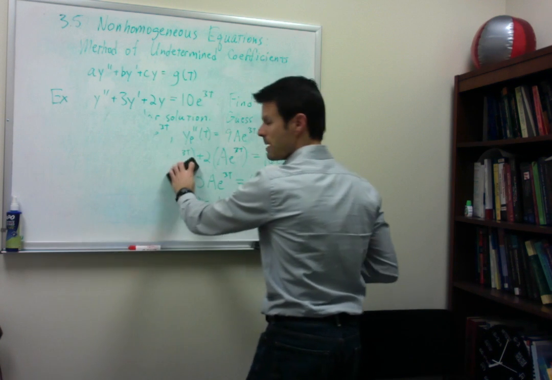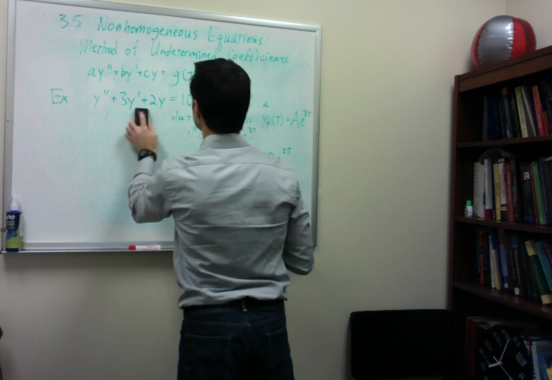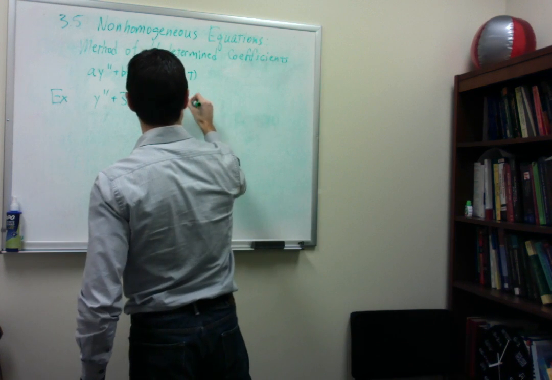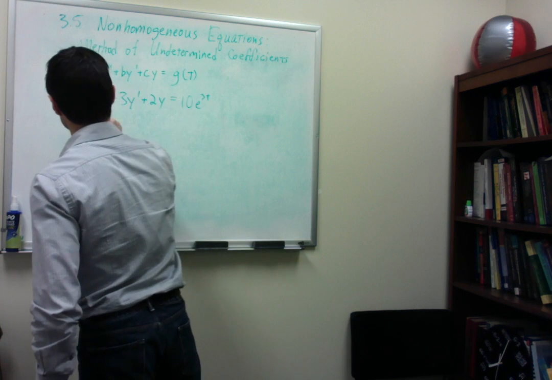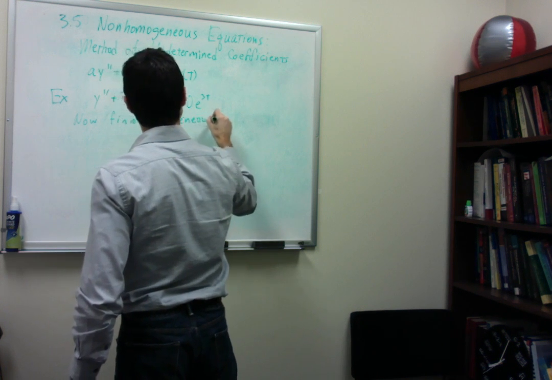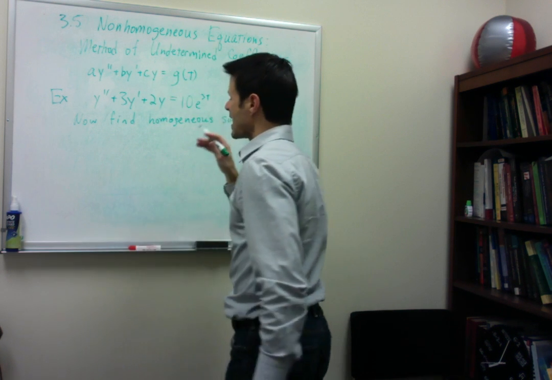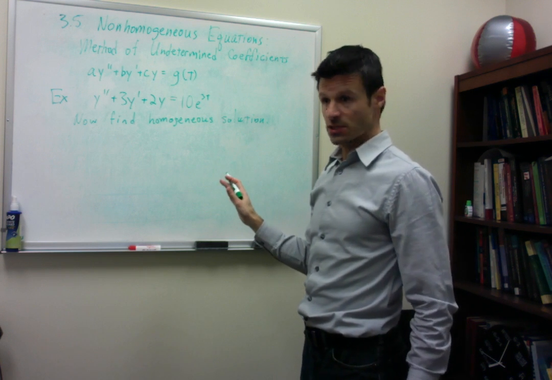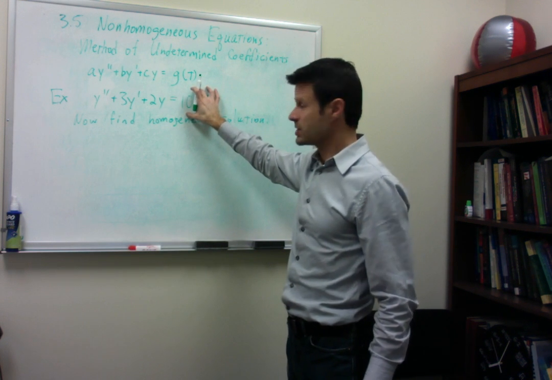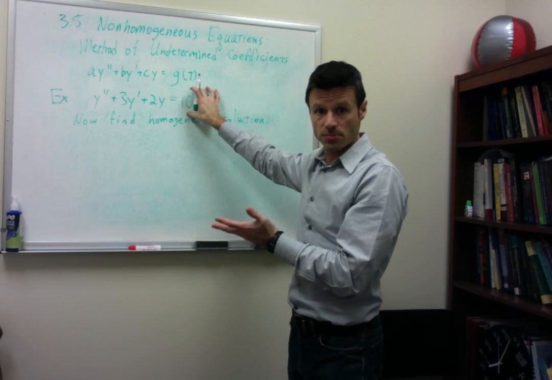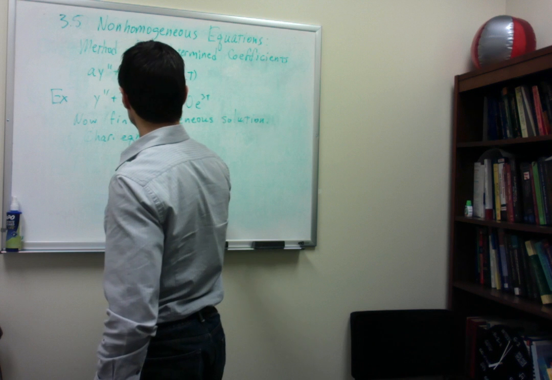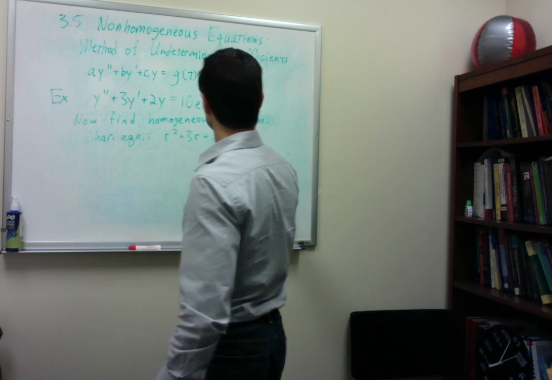I'll erase the board. We can remember that our particular solution is 1/2 e to the 3t. And I'll keep this here, 10 e to the 3t. And so now we find a homogeneous solution. We don't really have to write down that equation. We know that the homogeneous equation would be right-hand side equal to 0. So imagine that the right-hand side is now equal to 0, and we want to find the homogeneous solution. What should we write down? The characteristic equation. So the characteristic equation is r squared plus 3r plus 2 set equal to 0.